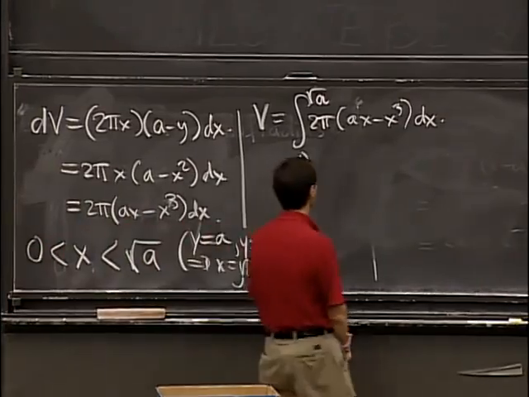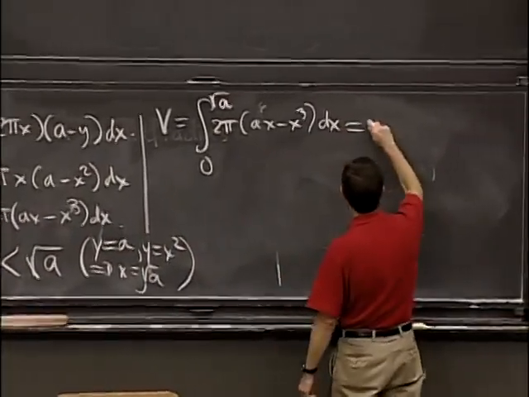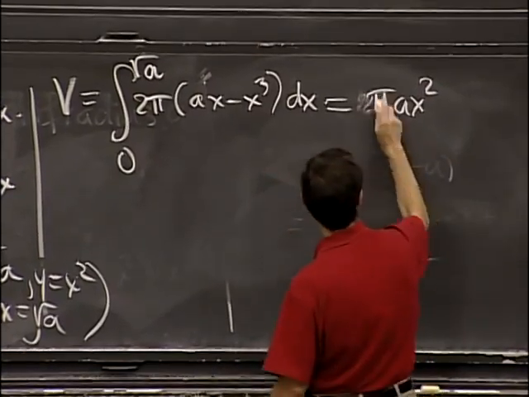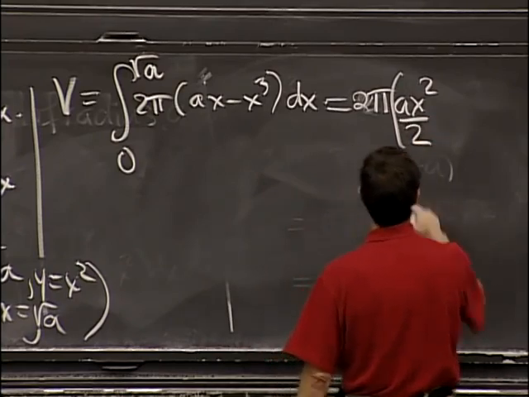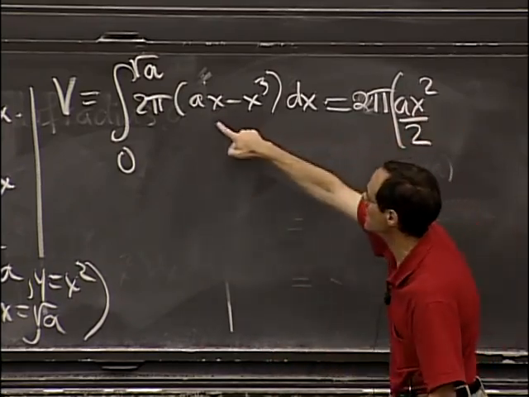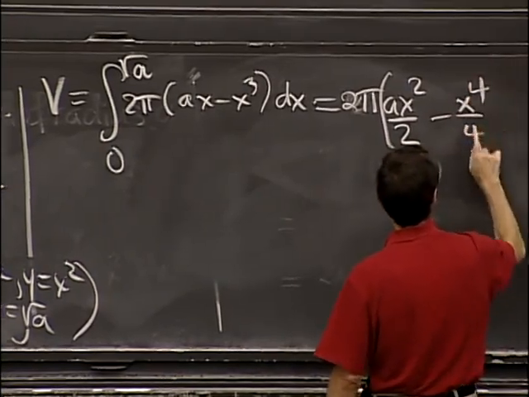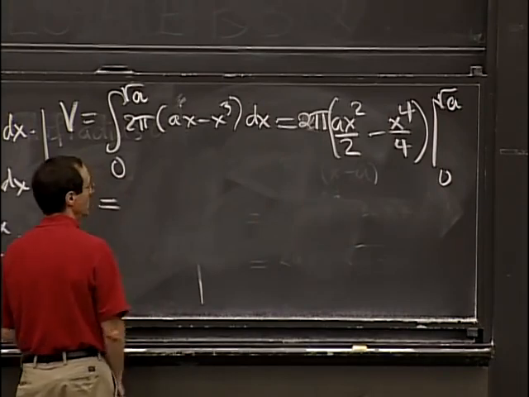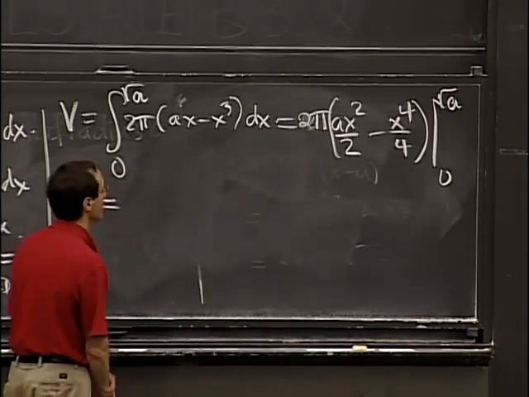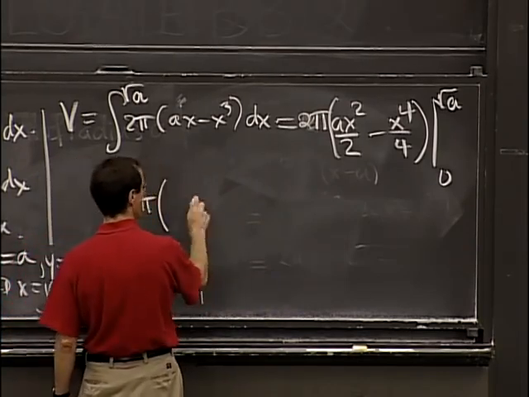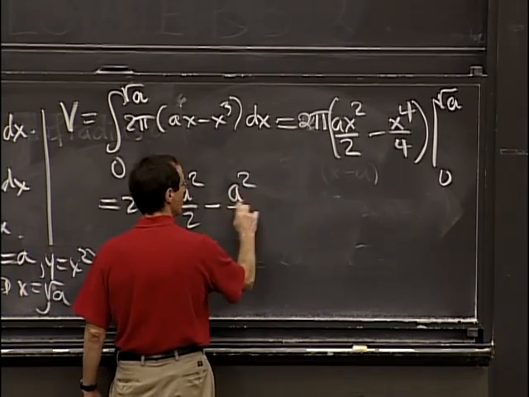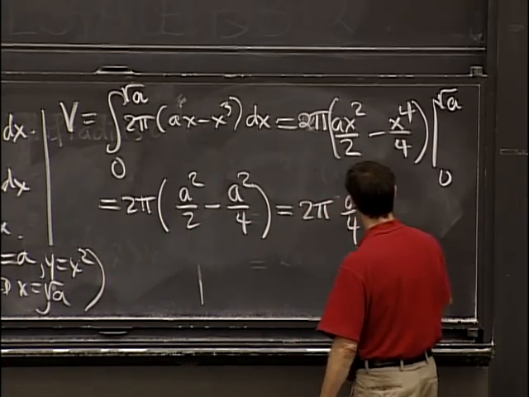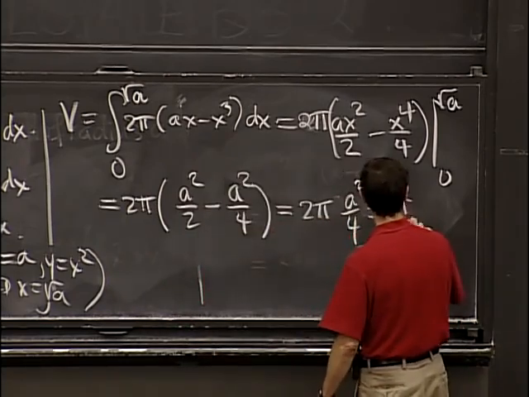And now we're ready to evaluate this integral. So we get 2 pi times the antiderivative of this: ax squared over 2, and then here x to the 4th over 4, evaluated at 0 and square root of a. And finally, let's see, what is that? That's 2 pi times a squared over 2 minus a squared over 4, which is a total of a squared over 4, right? 2 pi times a squared over 4, which is pi over 2 a squared.